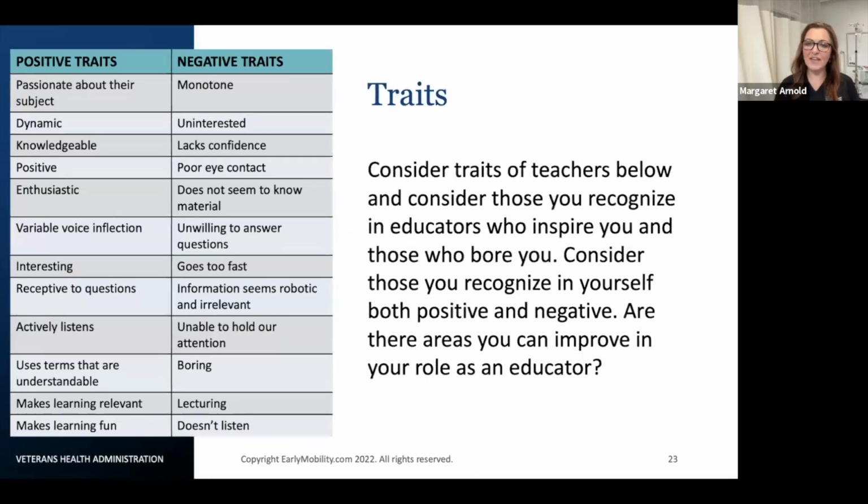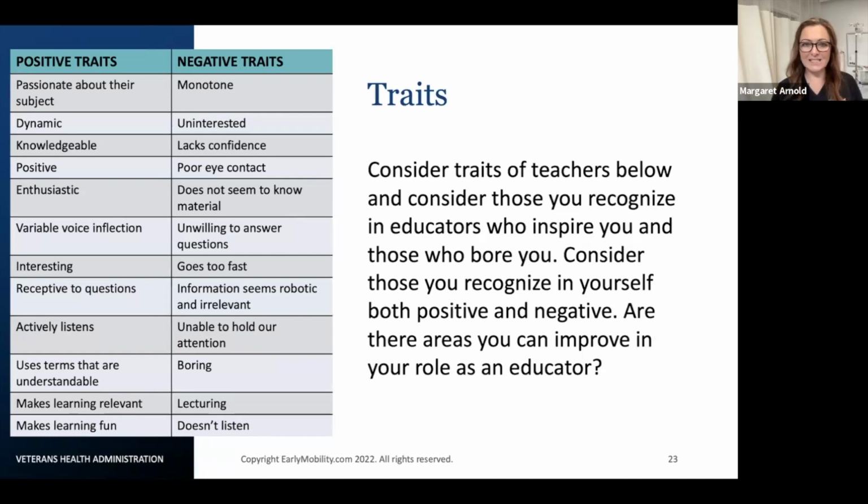Some of the traits, think about this in other educators that you have had experience in learning from. Positive traits: are they passionate about their subject? Are they dynamic? Are they knowledgeable, positive, enthusiastic? Do they vary their voice inflection? Are they interesting? Do they know what they're talking about? Are they receptive to questions? Do they actively listen when you have questions? Do they use terms that are understandable? Do they make learning relevant to you? Do they make it fun?